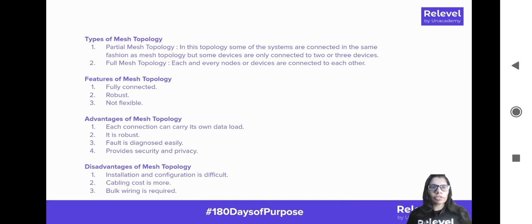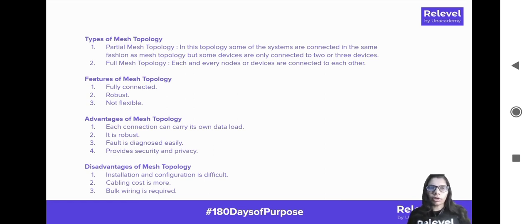Then another type is full mesh topology, where each and every node or device would be connected to each other. So what are the features of this topology? It is fully connected, it is robust, and it is not flexible, because it won't be easy to add a new node or to remove a node. On adding a new node, we have to connect it with the other n-1 nodes, and to remove a node, we have to remove its connection with all other n-1 nodes, right?